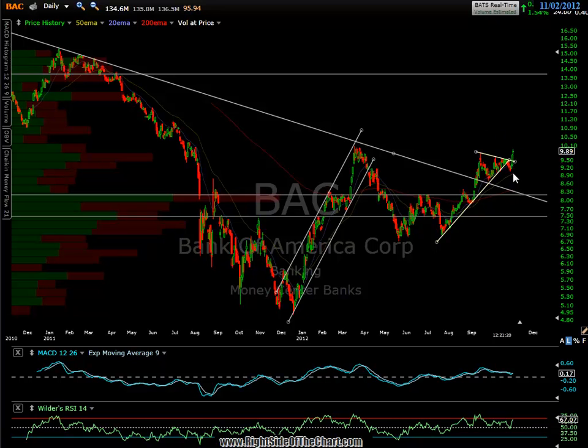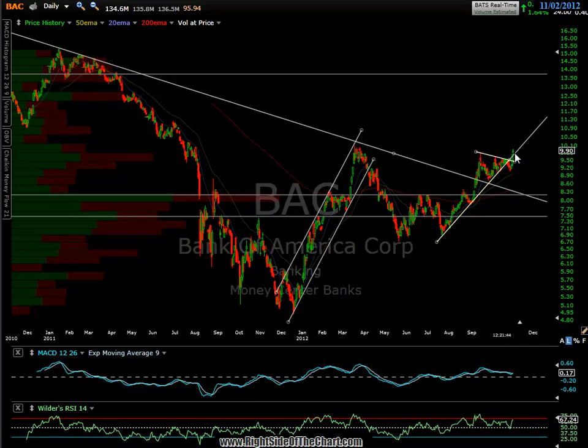BAC, Bank of America, daily chart, looks like we've had a breakout. We had this downtrend here that I have drawn. Prices did break above there recently, which is bullish. Right before it broke there, it broke below this uptrend line here. I should extend that, and now we've shot through it just a little bit. One to keep an eye on.